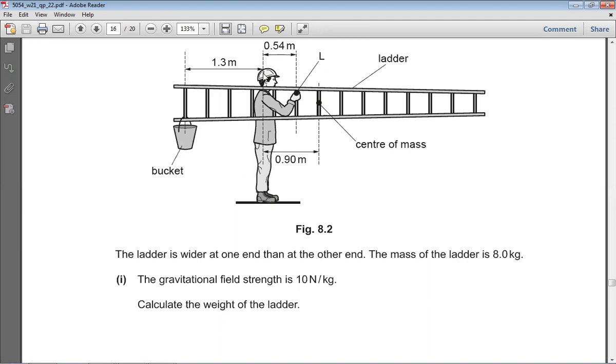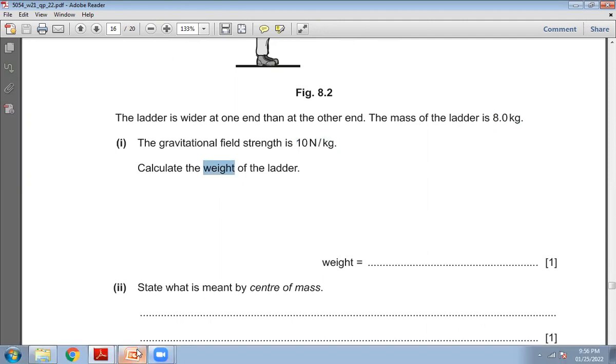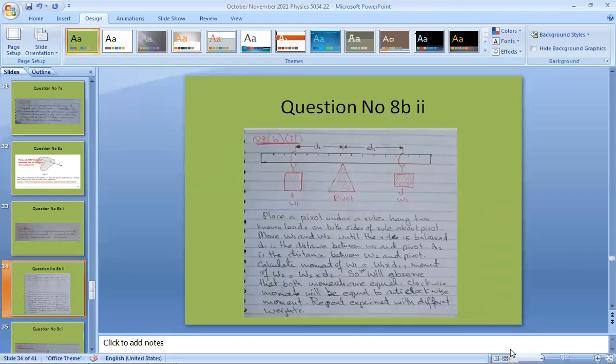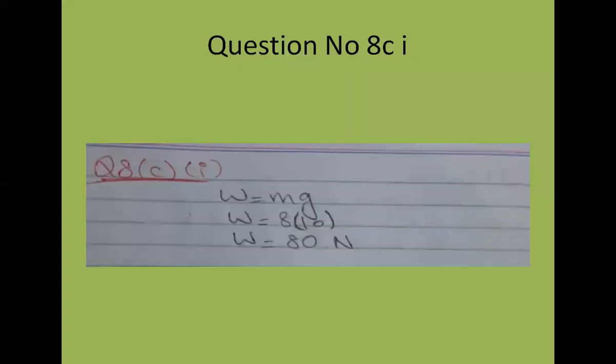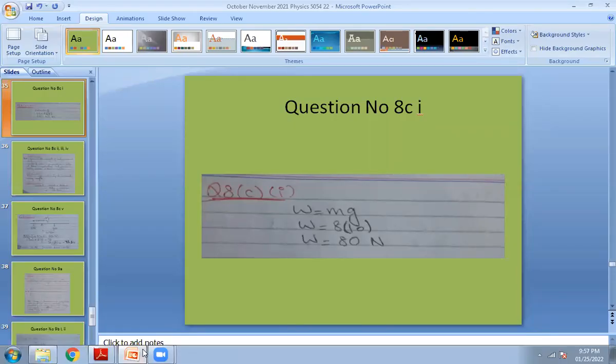The first question coming up on your screen says, calculate the weight of the ladder. We know the mass of the ladder and the gravitational field strength. You know, W is equal to mg, the formula for the weight. So m is 8 kg and g is 10. Just multiply them, you get 80 Newton. So the weight of the ladder will be 80 Newton. Hopefully you understand.